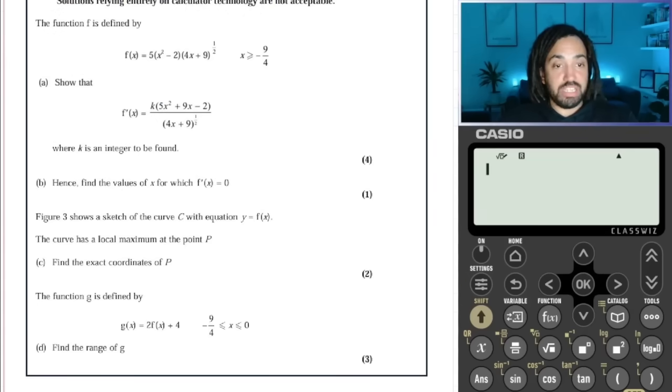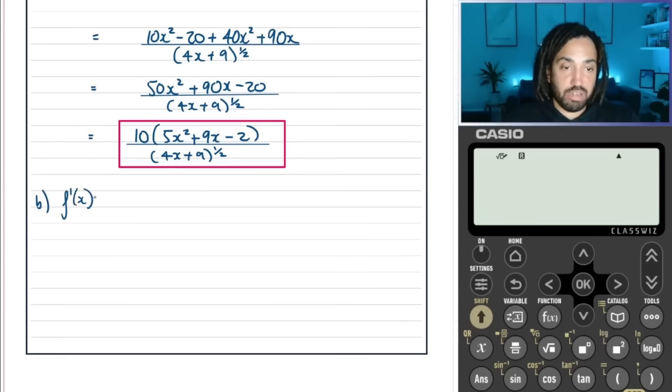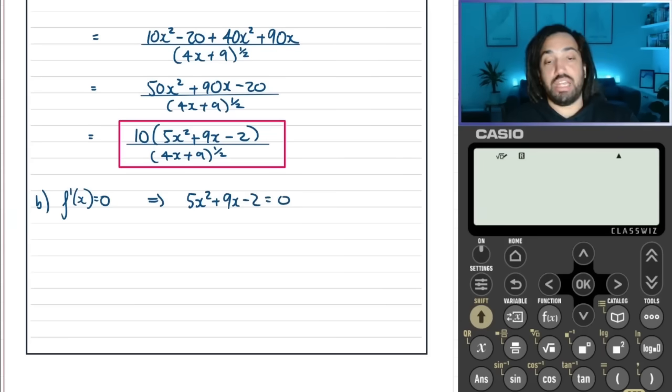Okay, part B says, hence find all the values of x for which the derivative equals 0. So back down here, and I write B here, and if I want f dash of x to equal 0, then that just implies that the numerator needs to equal 0, and in fact, just that bracket at the top needs to equal 0. Because if that bracket equals 0, then, well, the whole fraction would equal 0.